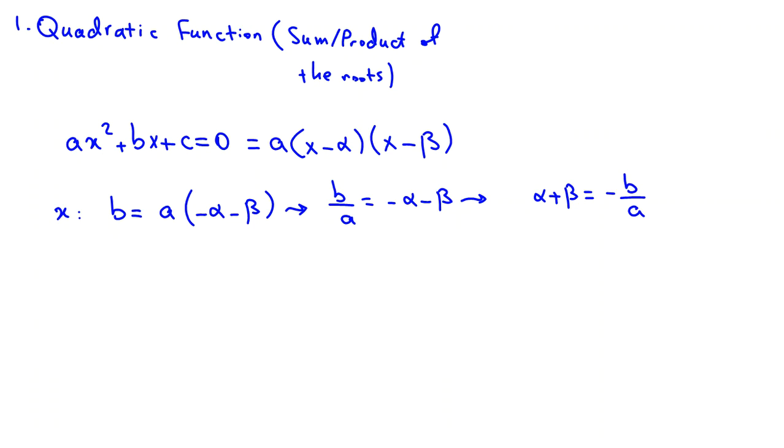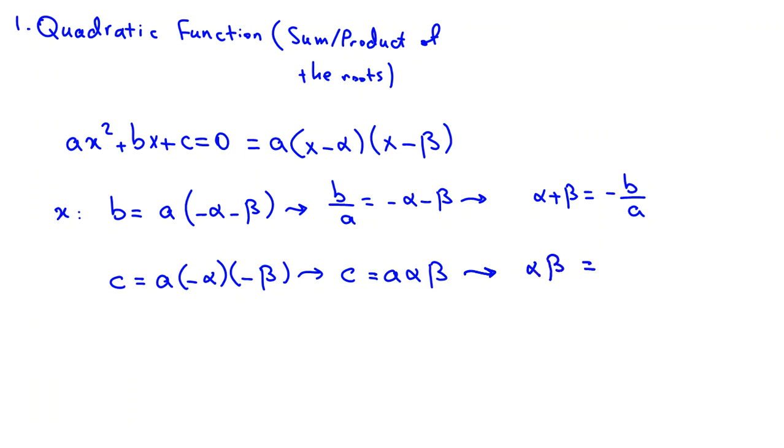Now we want to find the product of the roots. For the product of roots, consider the constant term on both sides: c equals a times negative alpha times negative beta. So c equals a alpha beta, because the two negatives cancel. So alpha beta, if we divide both sides by a, equals c over a. So we found two important things: the sum is negative b over a, and the product is c over a.